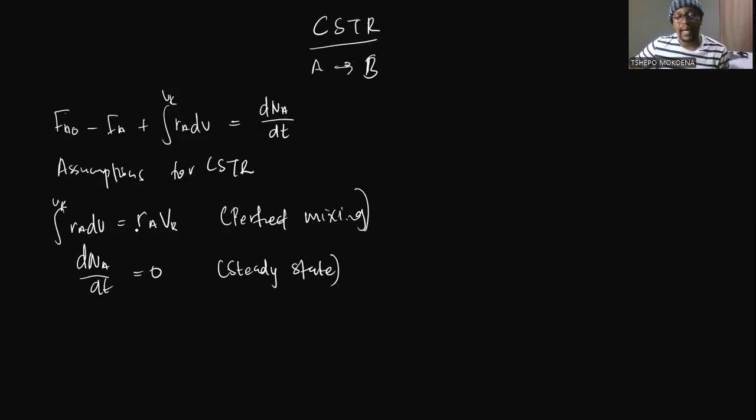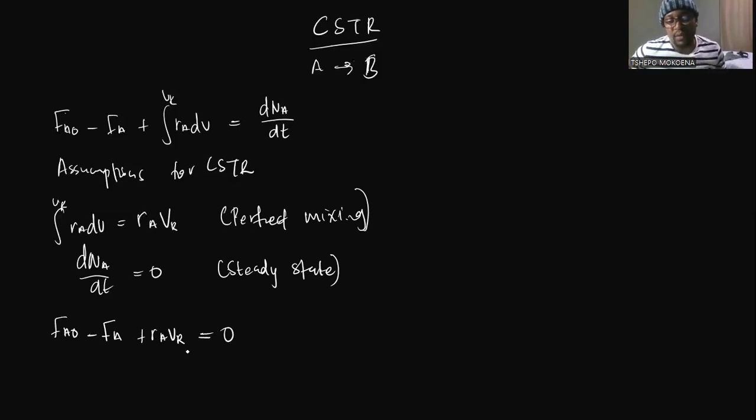Now we're going to combine these assumptions with our GMBE. We have F sub A0 minus F sub A, then for our generation, which is the chemical reaction, we have positive r_A V_R, which is now equal to 0. Because we don't have time here, if you look at what we did under the batch reactor, we made time the subject of the formula. That's what we were looking for, the time that the batch reactor operates for.